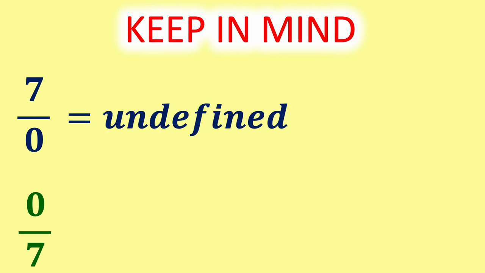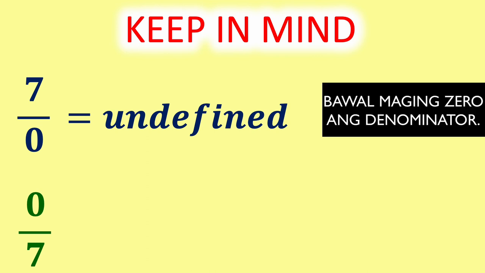Tandaan, ang 7 over 0 or 7 divided by 0 ay hindi parehas sa 0 over 7 o 0 divided by 7. Ang nauna ay undefined, kaya bawal maging 0 ang denominator. At yung pangalawa ay 0.